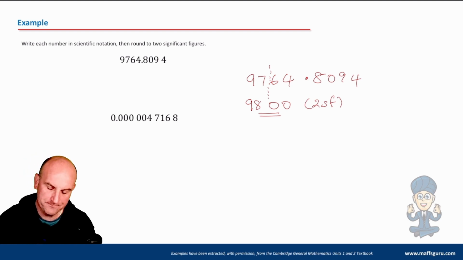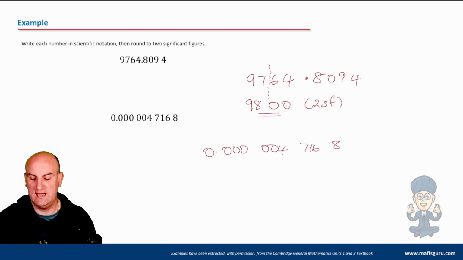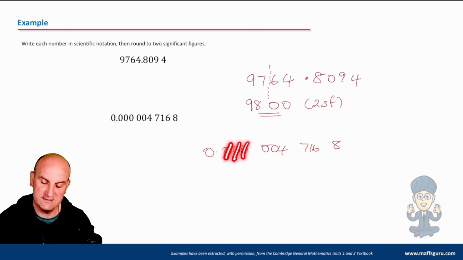Ooh, look at this number here. 0.000004716 with a floaty 8 on the end. Right, okay. So we're rounding to 2 significant figures. What does that tell me? That tells me that we are going to start counting at my first non-zero number. Well, not that 0, that 0, that 0, that 0, and that 0. So this is my first significant figure. This one here is my second significant figure. So what I'm going to do now is put a dotted line after my second significant figure.